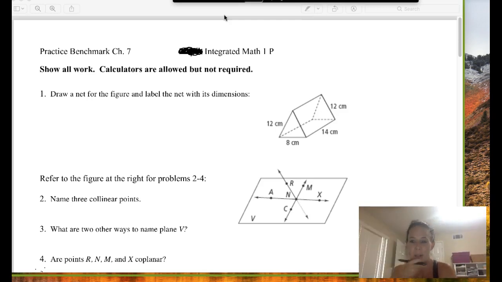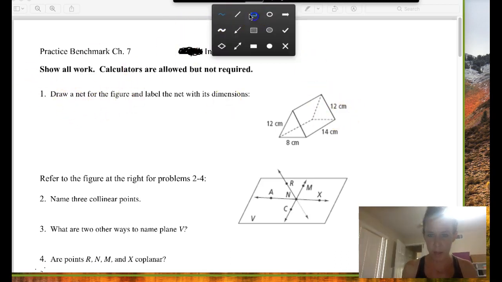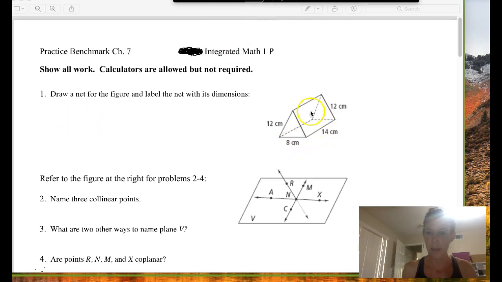I'm going to go over these problems, and when you need help, you can come here, fast forward, rewind, get a little help on these Practice Benchmark problems if you need, after you, of course, have gone through the chapter and done the assignments. All right, drawing a net.